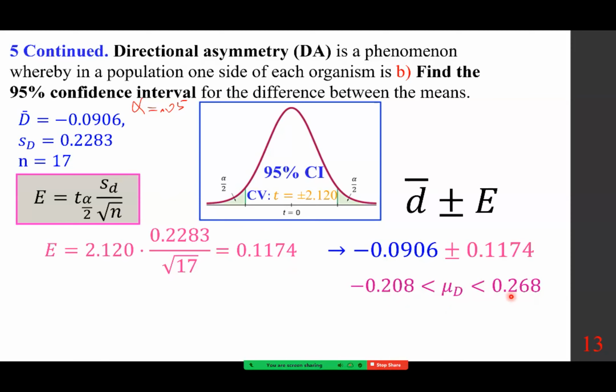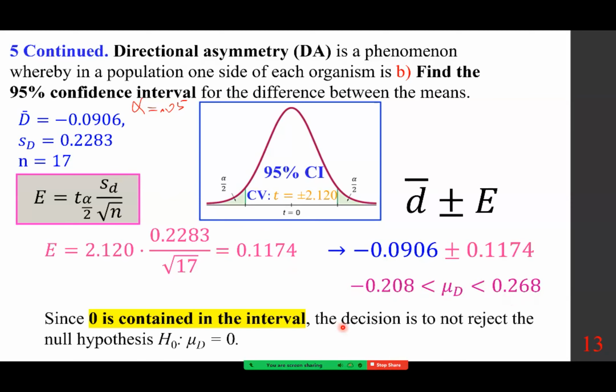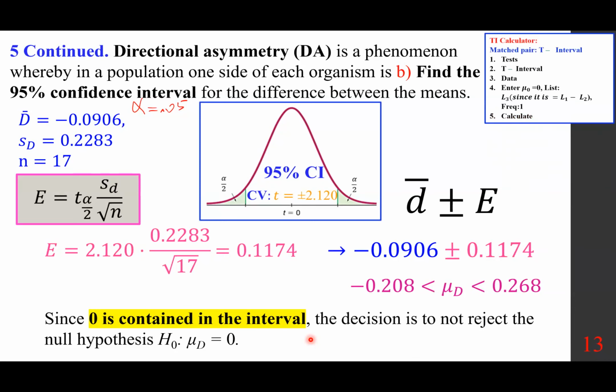So somewhere between negative and positive. So it contains 0, same result. Since 0 is contained in the interval, the decision is to not reject the null hypothesis, H0: mu sub d equals 0. So the same decision that was made is also made here. So again, an actual application in biology. So if we were to use the technology, this is what we get.